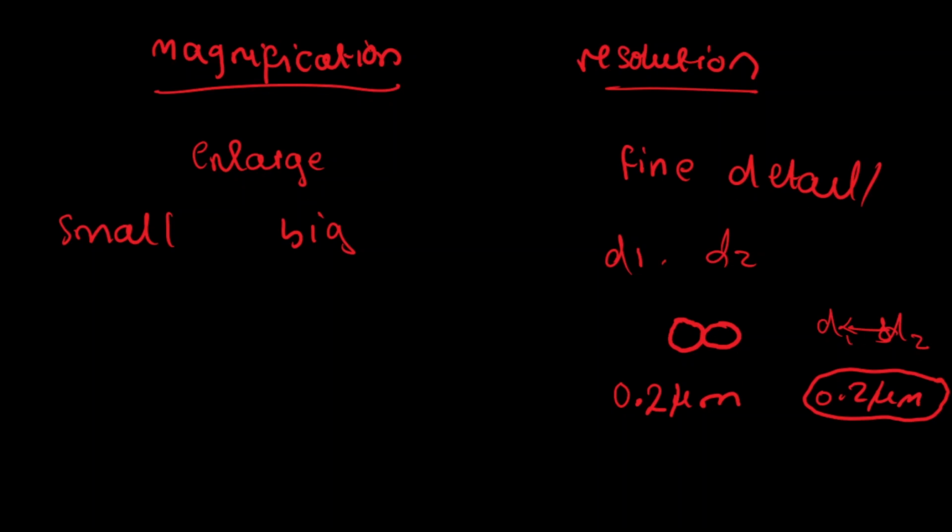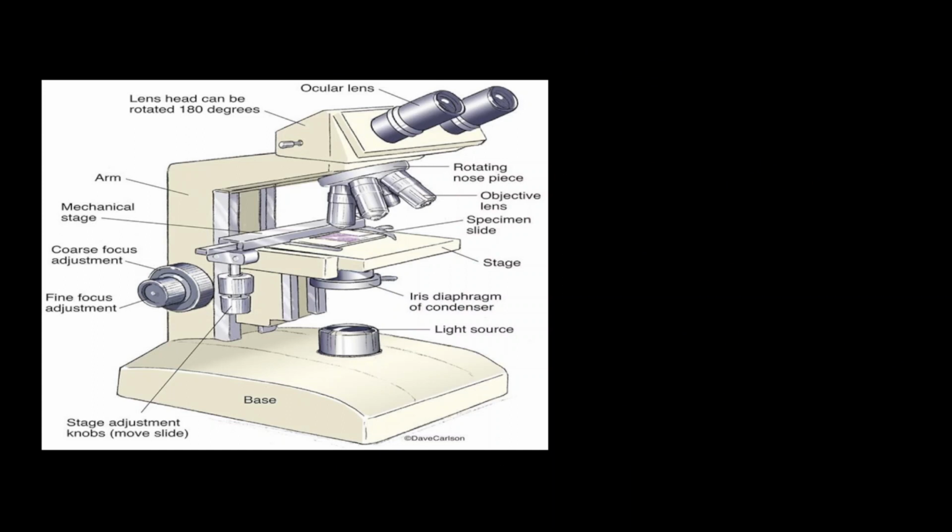Okay, now let's take a look at some parts of the light microscope. Here in the picture of the light microscope, we can see that we have different parts of the microscope. We have the ocular lens, which is where we look into. We have an observer here looking into the ocular lens to see the magnified image. Then we have here the revolving nose piece. The revolving nose piece helps us to select our desired objective lens.